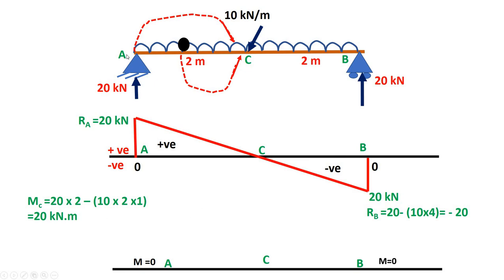Again the diagram is positive because it is a simply supported beam with the downward loading condition, so the diagram is positive and it will be represented by a parabolic curve, right? So this is 20 kilonewton into meter, right?